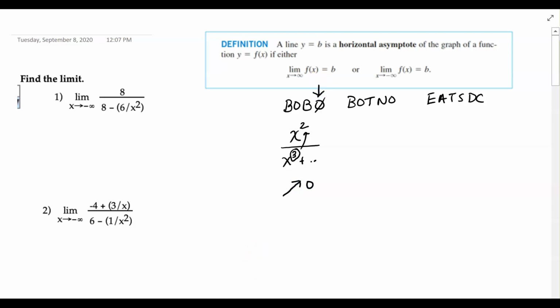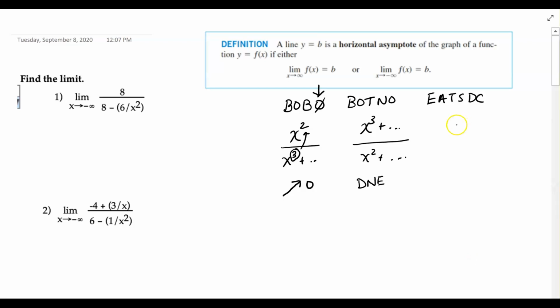Okay? If it's bigger on top, suppose it was the other way around, x cubed plus dot dot dot over x squared, something along those lines, then we might say that the limit does not exist, and it actually will go to one of the infinities. But again, we're going to say does not exist for right now. We'll talk about which infinity in another video.